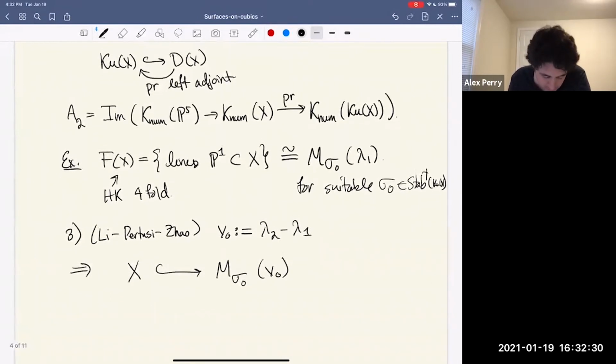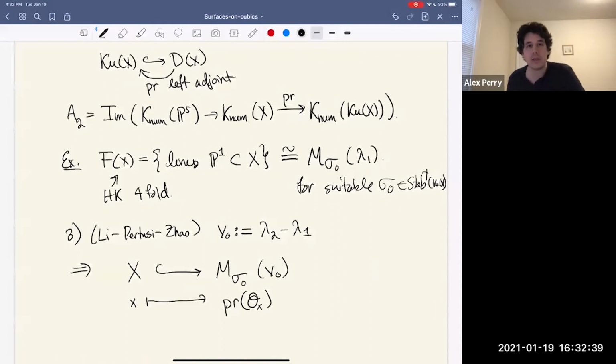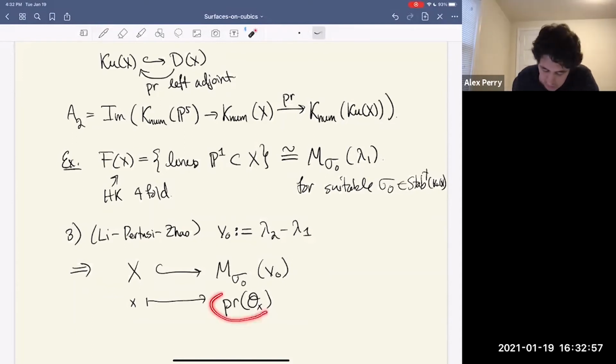And the embedding is the following. You take a point little x on X, and you take the structure sheaf of that point and you consider its projection into the category Q of X. So the first statement is that this vector V naught that I wrote is indeed the class of a projection. And then what they prove is that this actually gives you a well-defined map. So these objects are indeed stable, and moreover, it's a closed embedding.